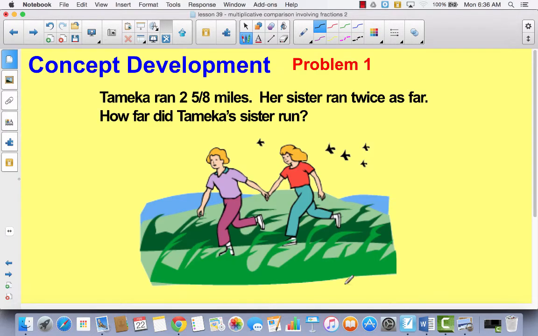All right, so let's take a look at problem 1. Tamika ran 2 5/8 miles. Her sister ran twice as far. How far did Tamika's sister run? So remember, we're doing multiplication comparison problems. When you hear words like ran twice as far, you know we're comparing. We're comparing Tamika to her sister. And we're saying that her sister ran twice as far. And we want to know, how far did Tamika's sister run?